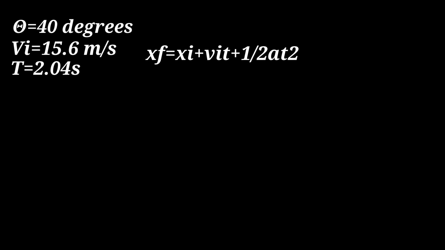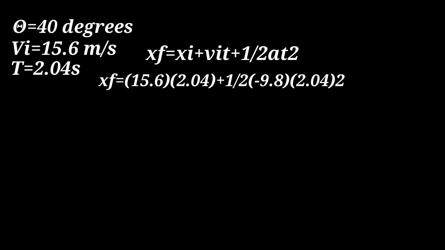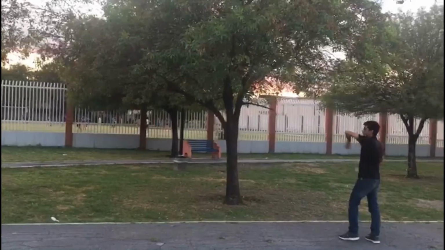In this case, they are asking us to find the final distance. So, the first thing that we need to do is to find the data. In this case, we have an angle of 40 degrees, an initial velocity of 15.5 meters per second, and a time of 2.04 seconds. In order to find the final distance, we need to use the formula that says the final distance is equal to the initial distance plus the initial velocity multiplied by the time plus the acceleration multiplied by the time squared divided by 2. Then the next step is to replace it, and the answer will be 11.43 meters.